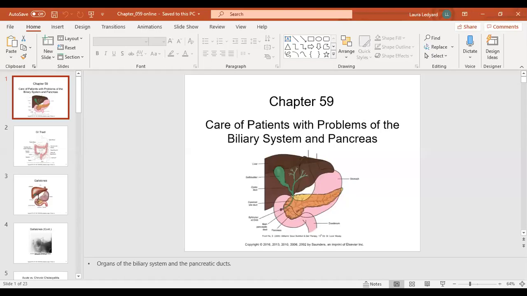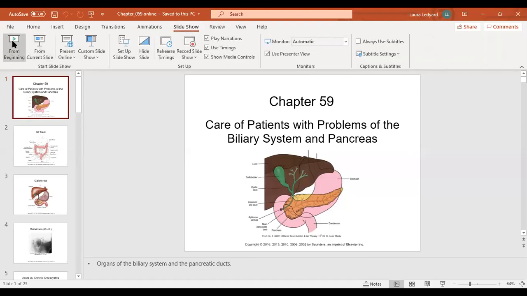Okay, here we go. Chapter 59. I'm going to turn my picture off and share screen. I downloaded a lot faster without my picture. I'm glad.